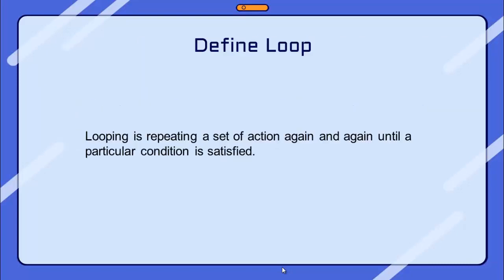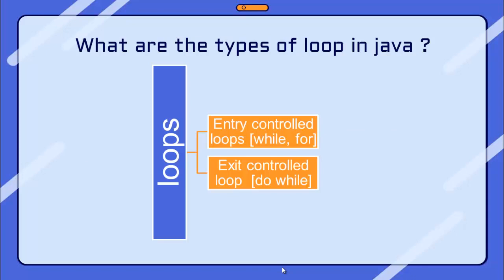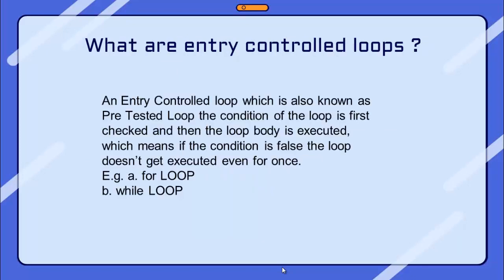Iteration through loops, define loop. A loop is a repeated set of actions again and again until a particular condition is satisfied. There are two types of loop: entry control loop and exit control loop.